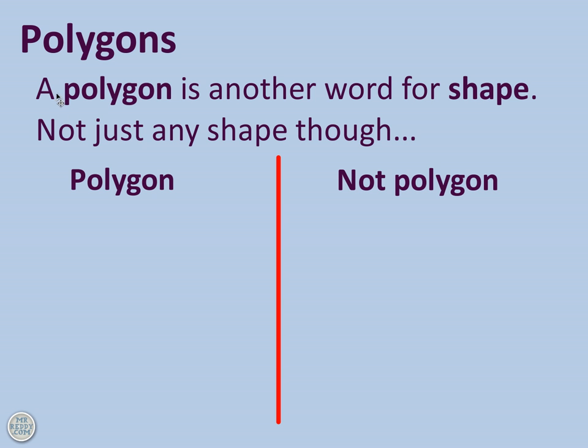This video is an introduction to the word polygon. A polygon is another word for shape. That sounds quite simple. There's more to it, I think. It's not just any shape that can be called a polygon. Let's have a look at some shapes that can be called polygons.